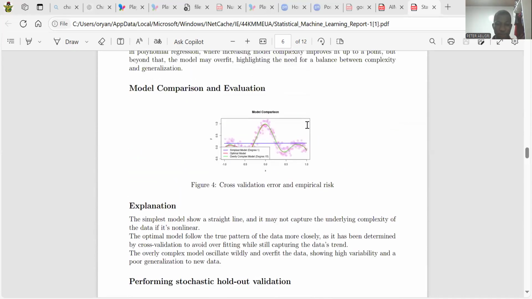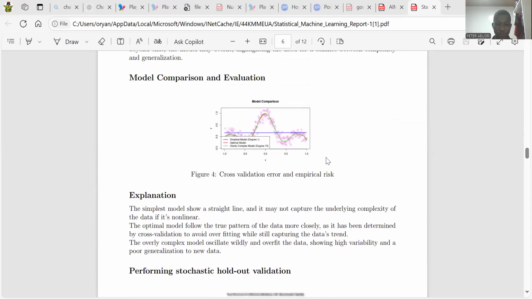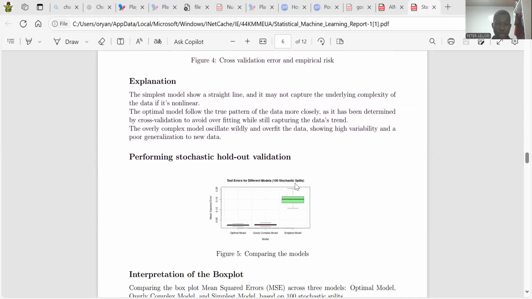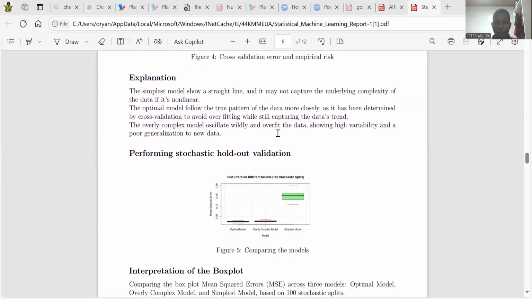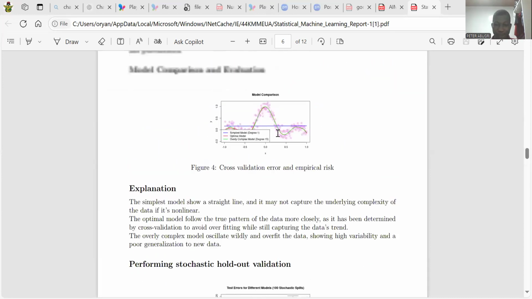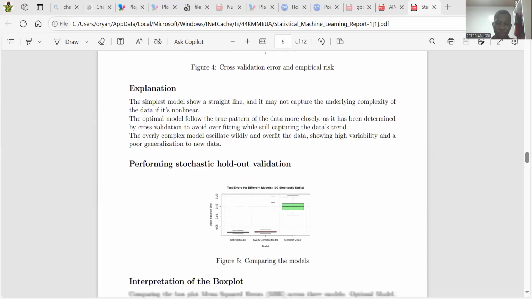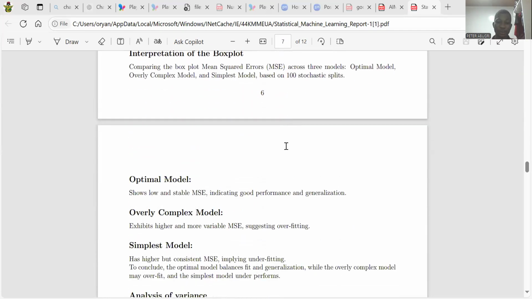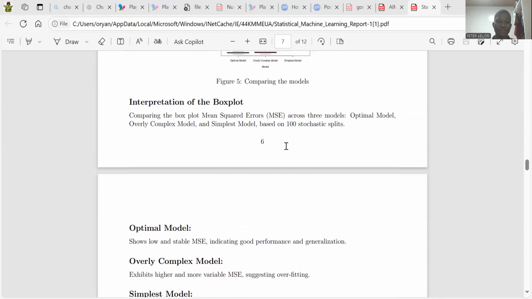So I plotted the model. I compared the models. The simplest model shows a straight line, as shown. Likewise, the optimal model and the complex model were almost on the same line, but the optimal model was quite better since it can be used to generalize to any data, of which the complex model cannot be used as such.